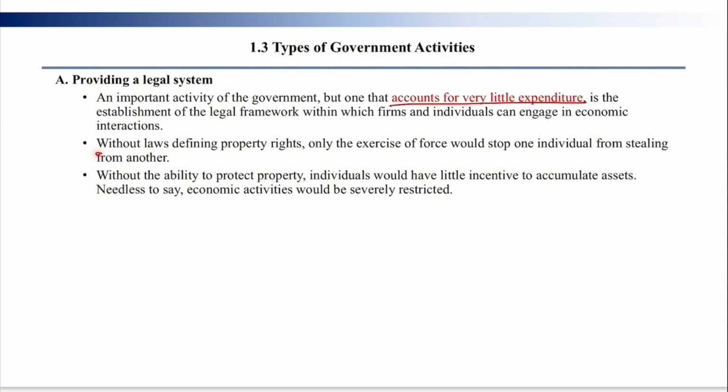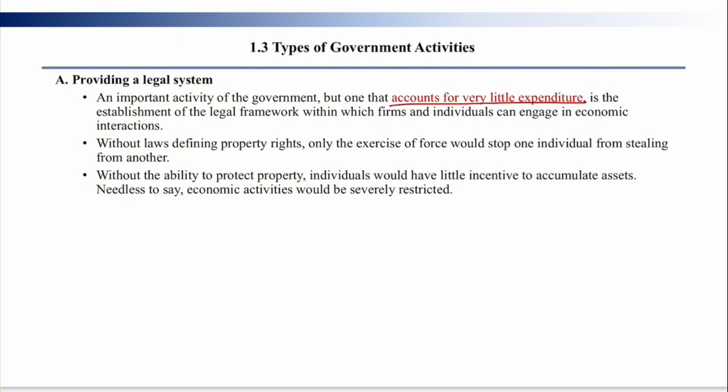Okay, let's see what would happen if there are no laws. Without laws defining property rights, only the exercise of force, like using our fists, would stop one individual from stealing from another. Without the ability to protect property, individuals would have little incentive to accumulate assets, and needless to say, economic activities would be severely restricted. So why does the government need to provide a legal system? It is aimed at protecting people's property.